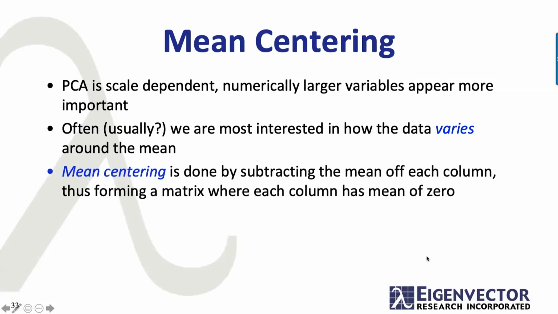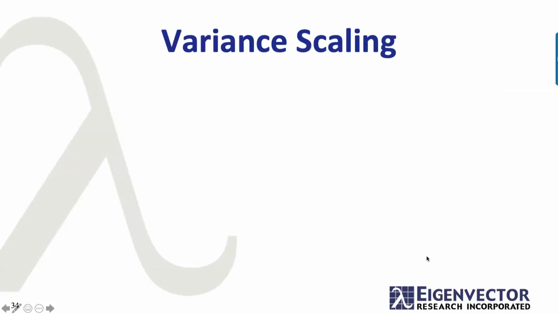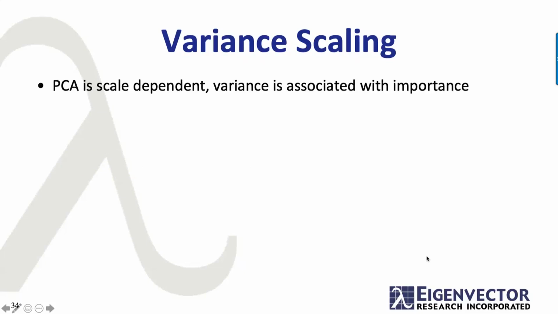So mean centering is done by just subtracting the mean off of each column, thus forming a matrix where each column has a mean of 0. And you can just think of this in our example as we have the mean spectrum, which we plotted, the average spectrum. You just subtract the average spectrum from every spectrum. That's mean centering. But even at that, in some instances, you might want to do variance scaling.